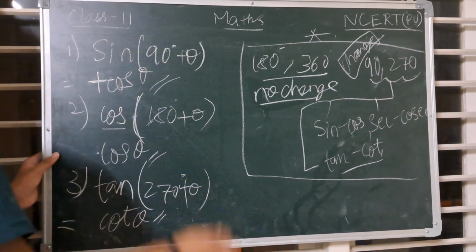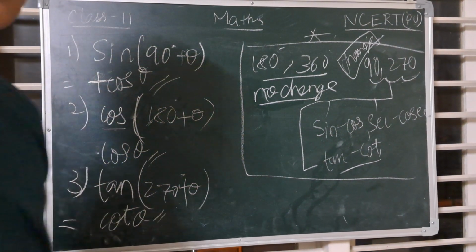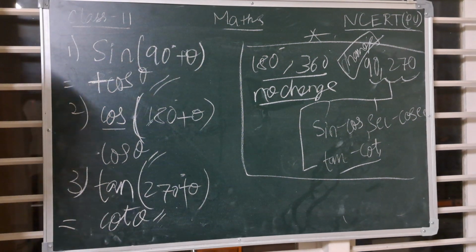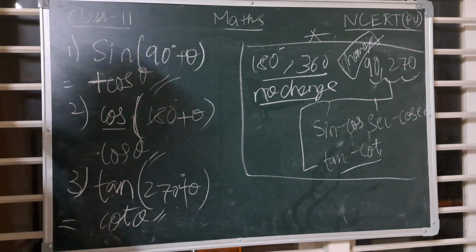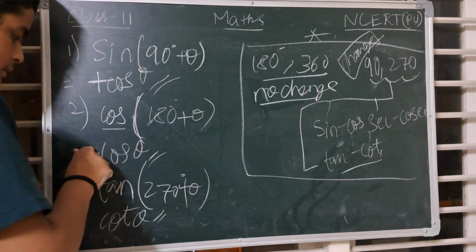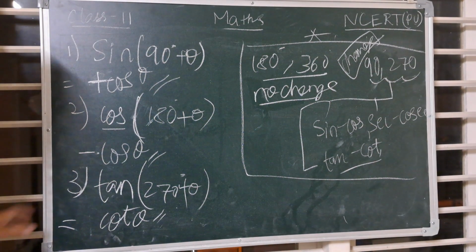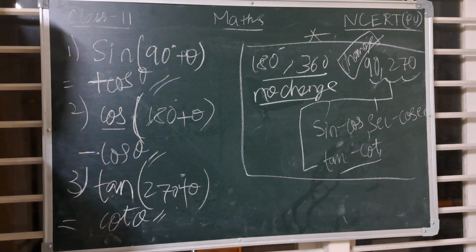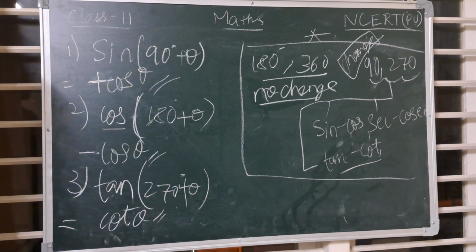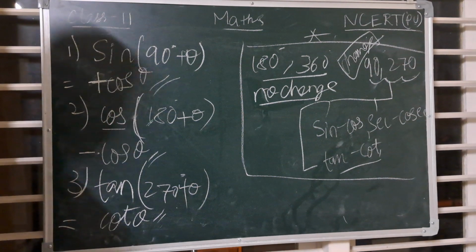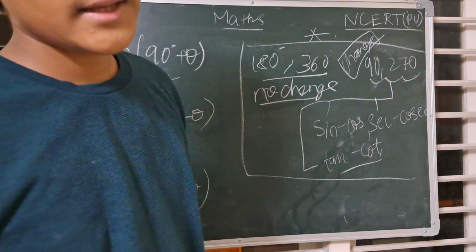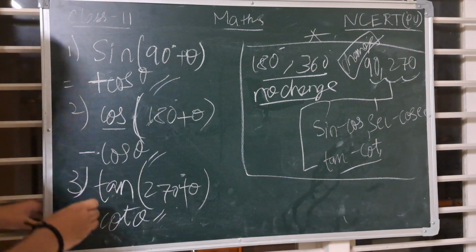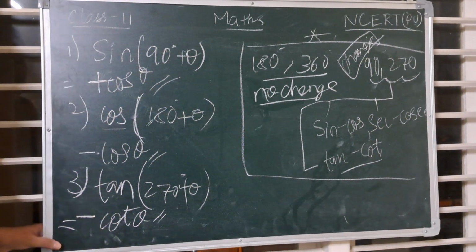And in cos of 180 plus theta, 180 plus theta means third quadrant. In the third quadrant, cos is negative. So we will get the answer as negative cos theta. And the third one is tan of 270 plus theta. 270 plus theta means fourth quadrant. In the fourth quadrant, only cos and secant are positive. So we'll get cot theta as negative cot theta.